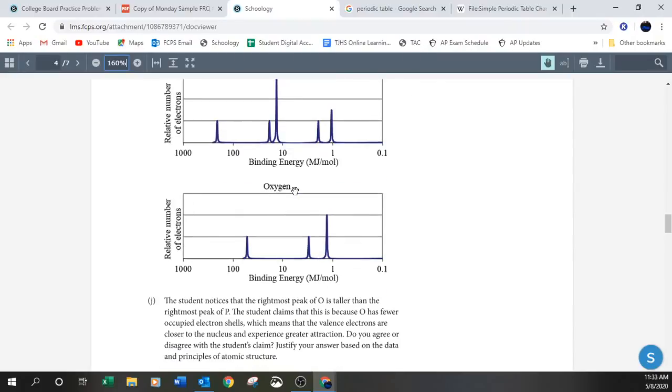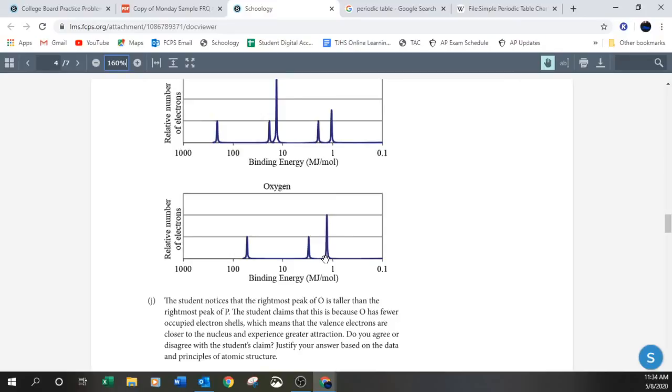So it says that oxygen is taller than the rightmost peak of P. Okay, so in that particular case, the only thing that we're working on with height, because this is going out from outside in, this is 1s, 2s, 2p, 3s, 3p, this is 1s, 2s, 2p, so the height has absolutely nothing to do with the energy level. The height is because here you have 3 valence electrons and here you have 4 valence electrons.